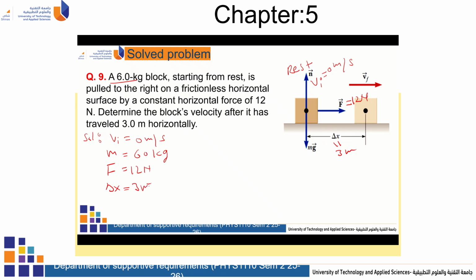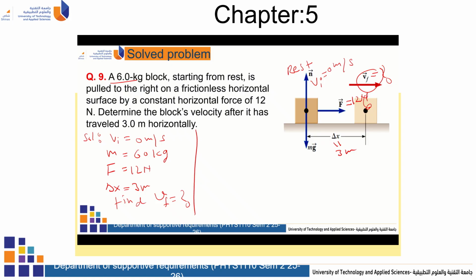And what we have to find is the velocity. Actually, we have to find this velocity at the end of the 3 meter. So we have to find the value of vf. This is the question here. They have given the force, the initial velocity and the mass.